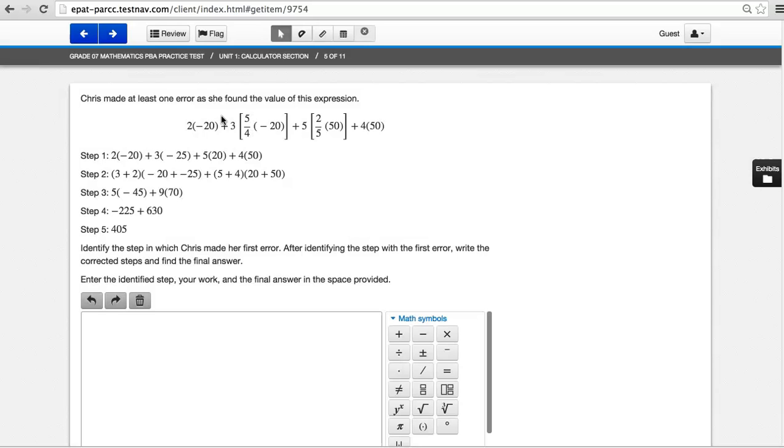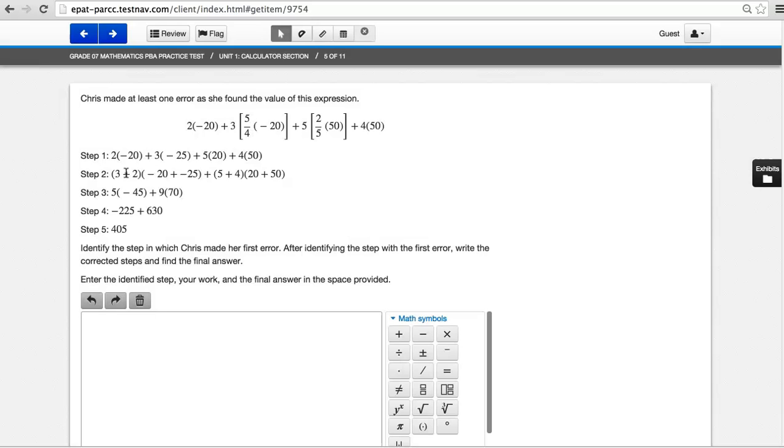Chris made at least one error as she found the value of this expression. So this is a classic order of operations expression. Let's take a look at step 1. We're basically looking to see if this gets you negative 25. If you do 5 times negative 20, that would have given you negative 100 divided by 4, negative 25. So far, that's good. Over here, 2 times 50 is 100 divided by 5 should have given you 20. So step 1 is good.